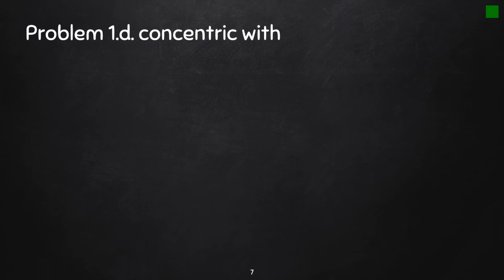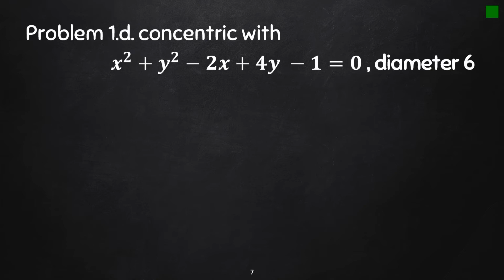Problem 1.d. Our circle is concentric with x squared plus y squared minus 2x plus 4y minus 1 equal to 0, and it has a diameter of 6. Okay? So the first thing that we're going to do here, let's write here solution. When we say concentric, it means it's a circle which has the same center with the circle whose equation is given to us.